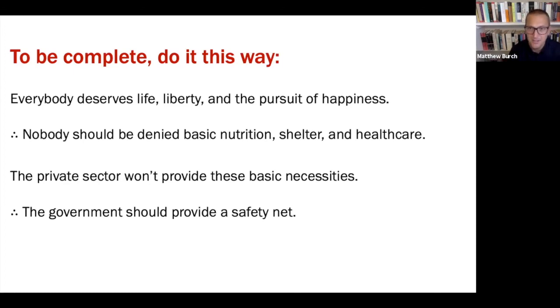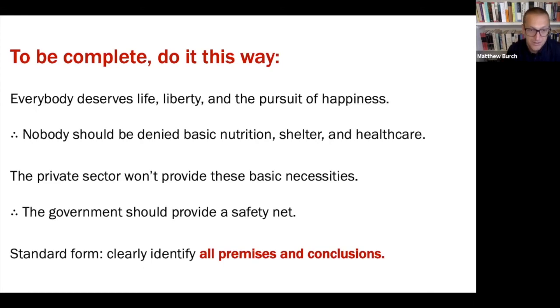So this is basically the end of step one. You've identified the statements that are serving as premises, you've identified the conclusion, and you've identified an intermediate conclusion, a statement that serves both as a conclusion of an argument and also as a premise in another argument. So you've put it in standard form. You've clearly identified all the premises and conclusions. So that's step one.